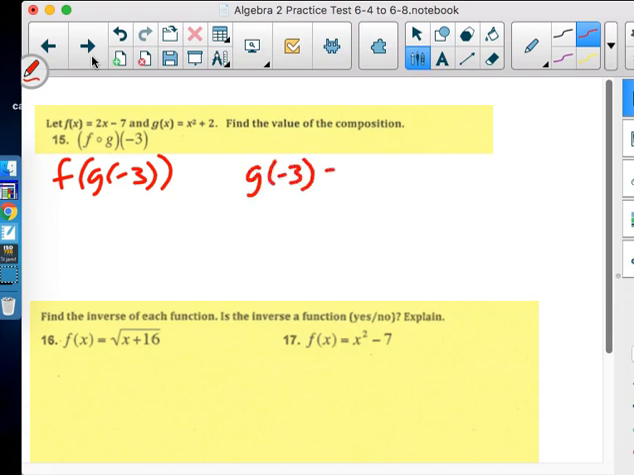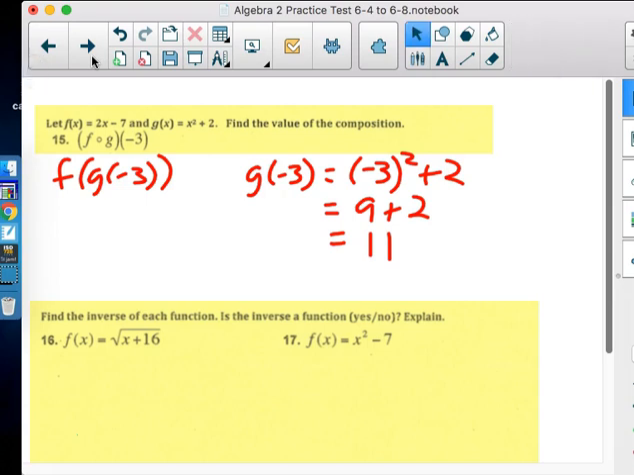So let's see what G of negative 3 is. G of negative 3 will be negative 3 squared plus 2. Remember, you don't do any math over there with the G. Only on the right-hand side. Negative 3 squared? 9. 9 plus 2? Now, we're more than halfway there, but we still have something we have to do, because once we had this answer, we have to put it into f. So now we need f of 11.